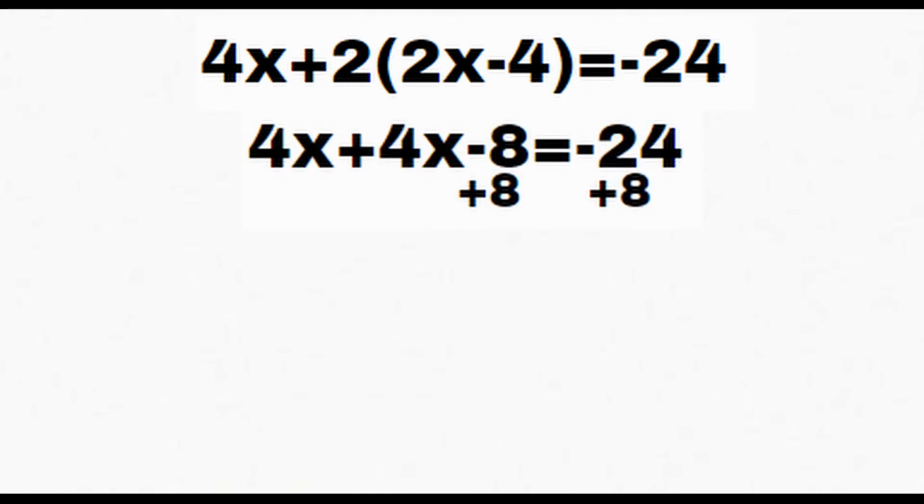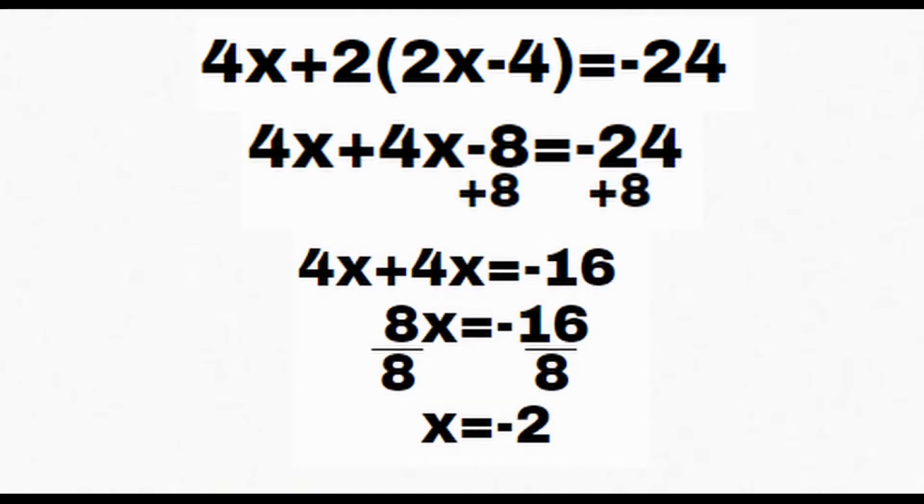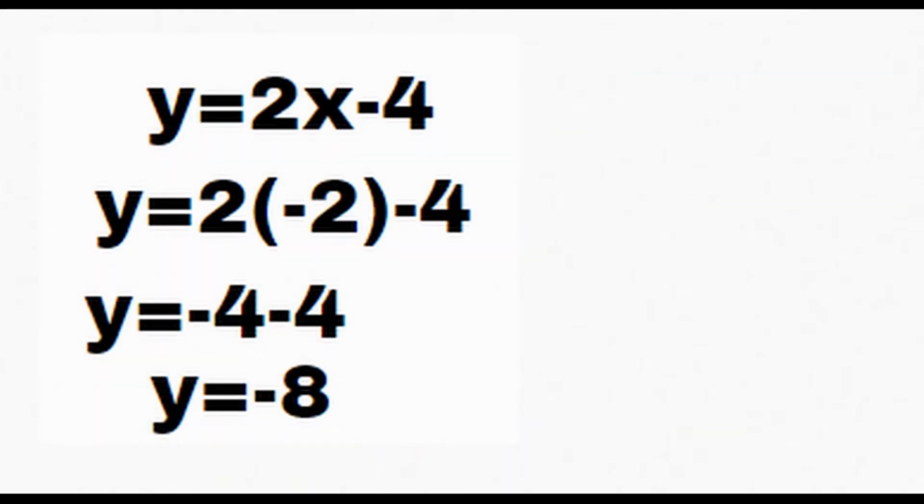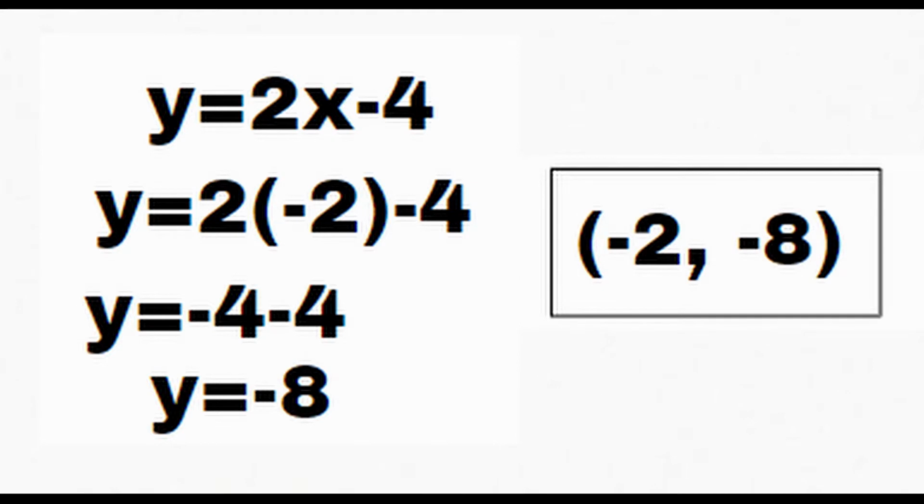We solve the equation normally, and we get x equals negative 2. Again, after that, we use one of the original equations, plug in negative 2 for x, and solve for y. Our final answer would be negative 2 equals x, and negative 8 equals y.